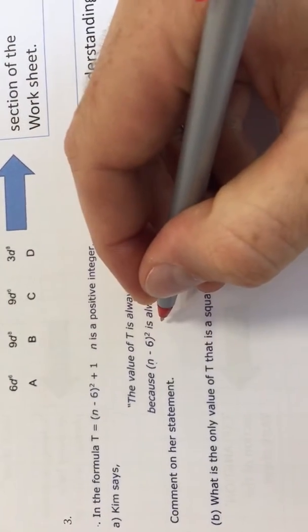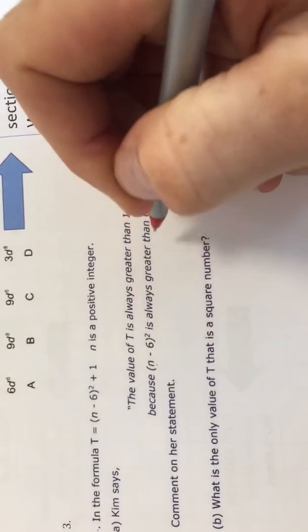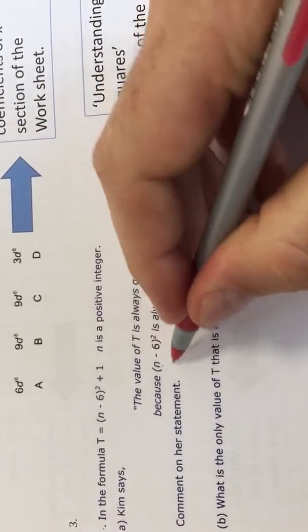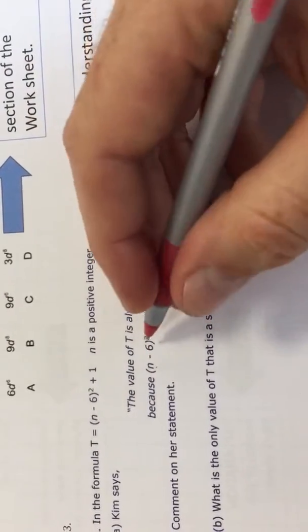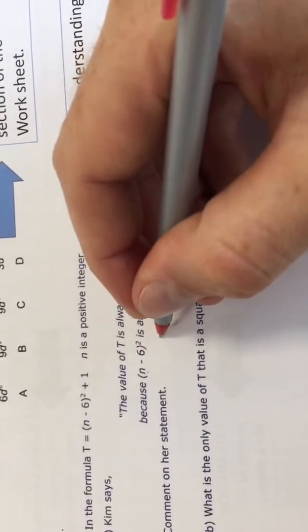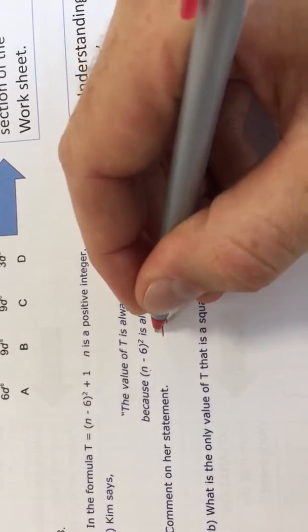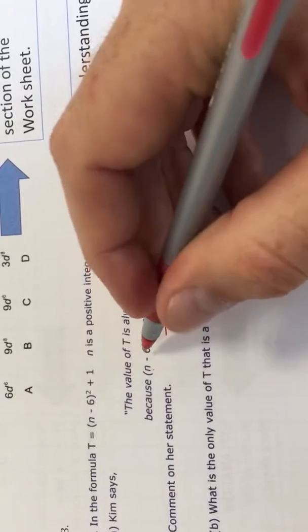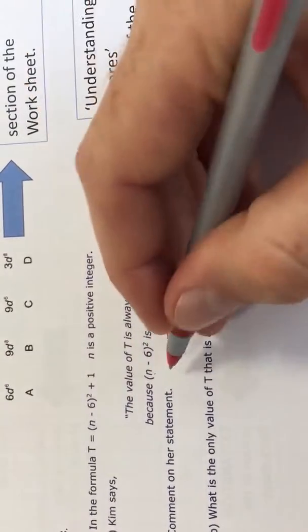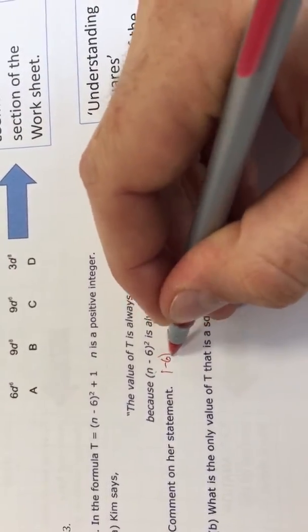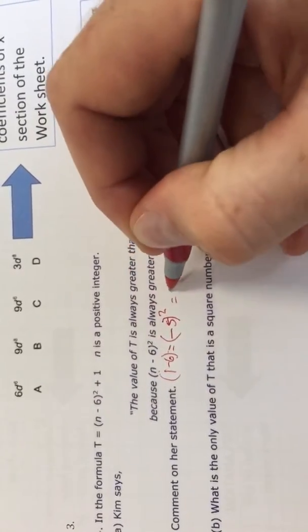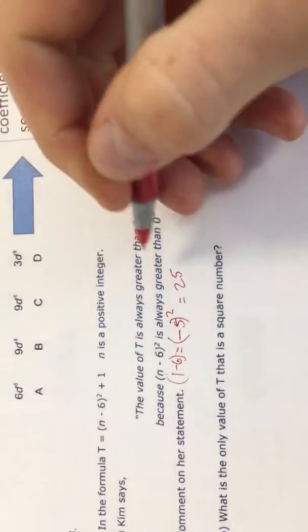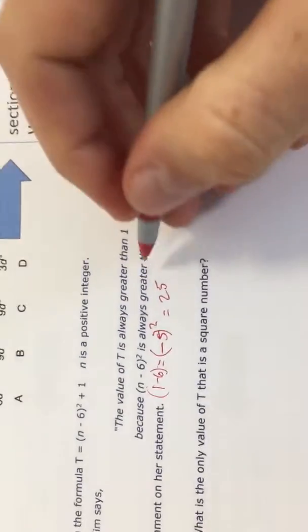Is there anything you can think of which would not work, where it actually is less than 0? So when you square this, can you think of a way to disprove her by making it less than 0? Well, let's just try some random numbers. Try minus 5, for example. If n was 1, 1 minus 6 would equal minus 5, and then if you squared minus 5, that gives you, oh, it's positive 25, so that one didn't give us a negative answer.